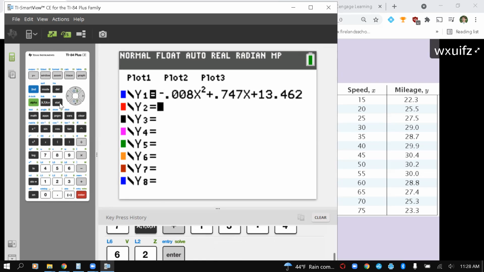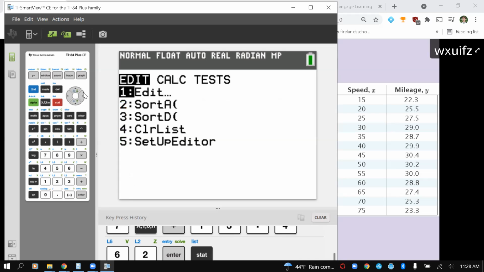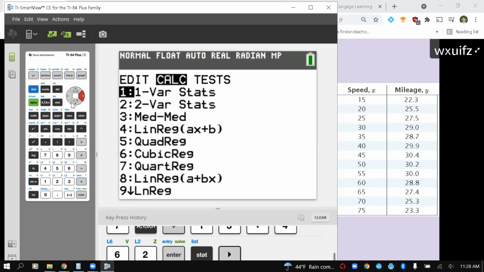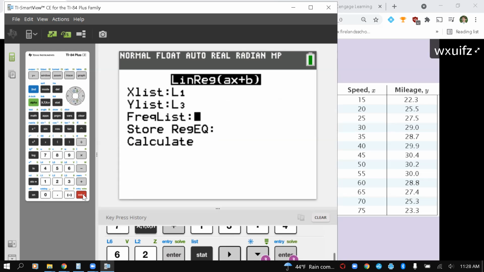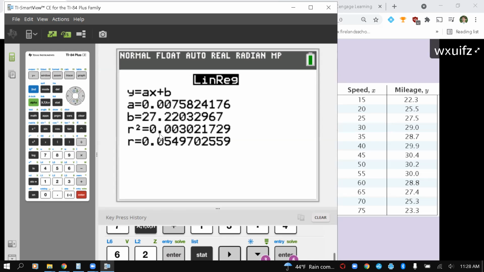All right, you don't have to follow along as I do this, but if you hit stat calc option 4, that would give you a line of best fit. And notice that its R squared value is hot garbage, 0.003. So this is best fit by a quadratic, not by a line, because the R squared value is bigger for the quadratic.